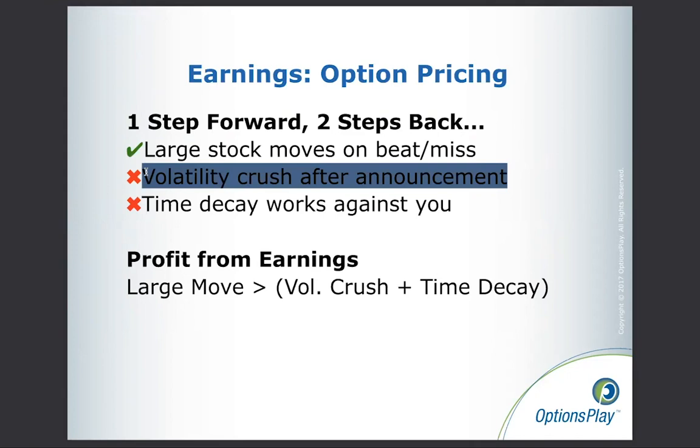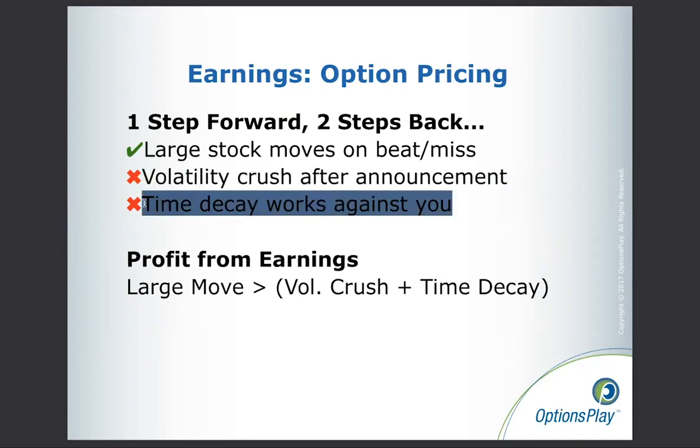We call this the volatility crush after the earnings announcement. So when you trade a call or a put, the volatility crush is going to work against you by reducing the premium of the call or a put that you own. And secondly, you always have time decay working against you. So when you own an option, time decay is always working against you.